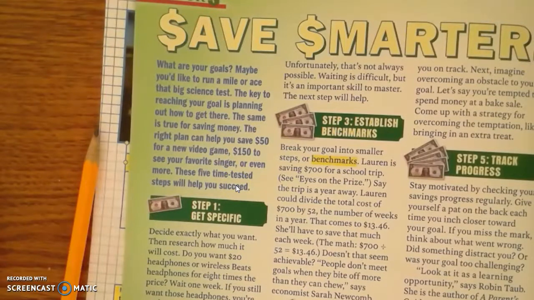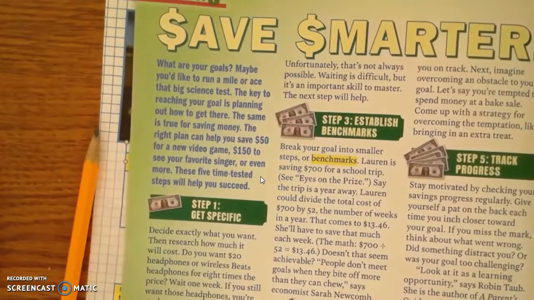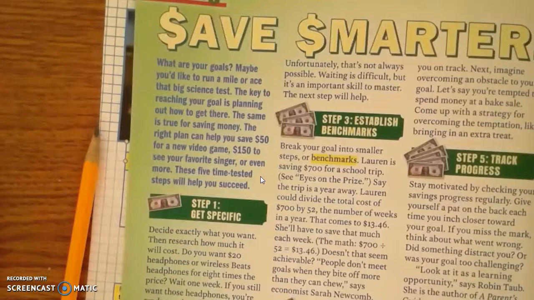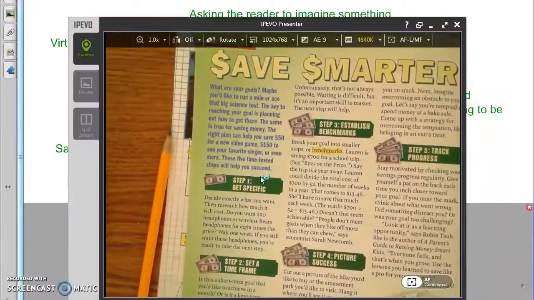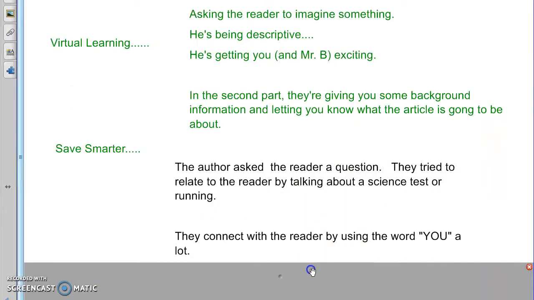Does it sound funny if I say you like that? Even the very first sentence, too. What are your goals? They're connecting to the reader, which is a good strategy in nonfiction. You want your reader to continue reading your article. Talk to them. Welcome them into your world. Let's see, I've narrowed that. They connect a lot with the reader by using the word you a lot.